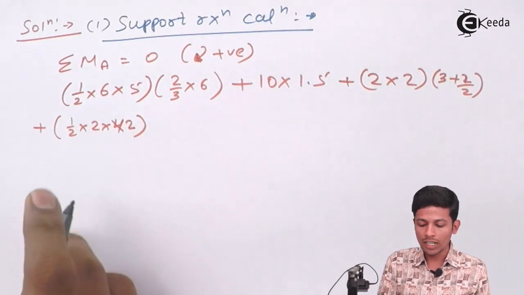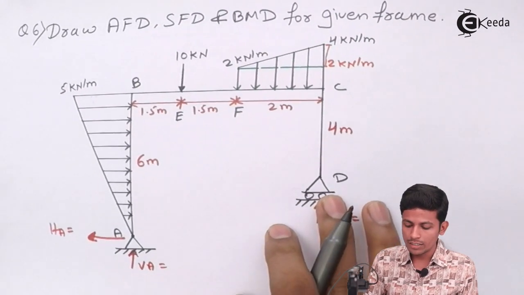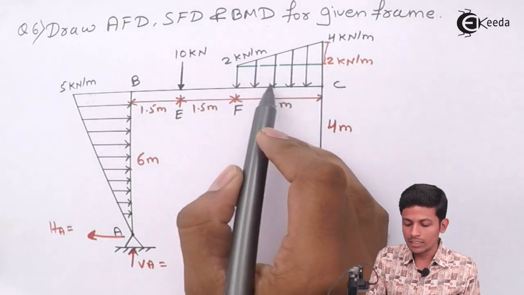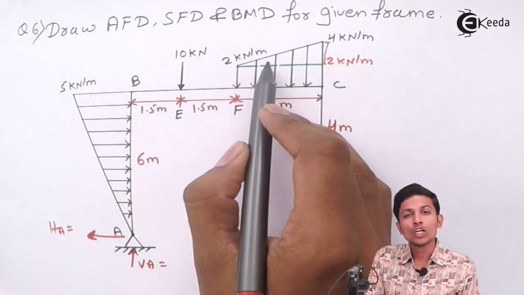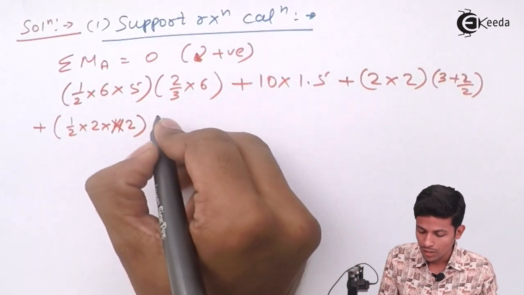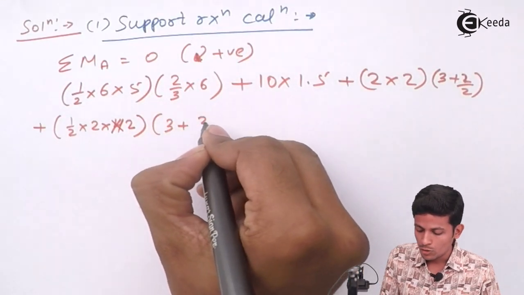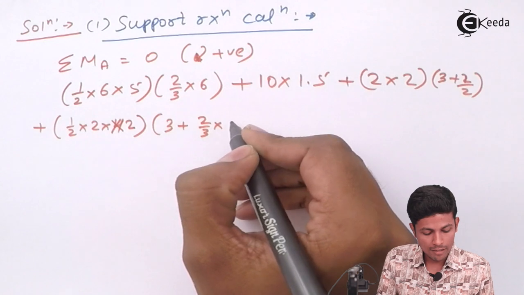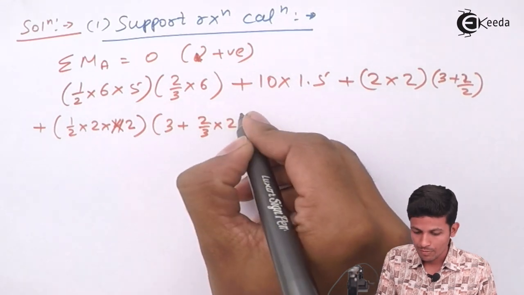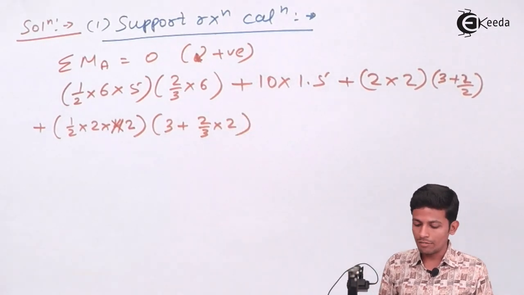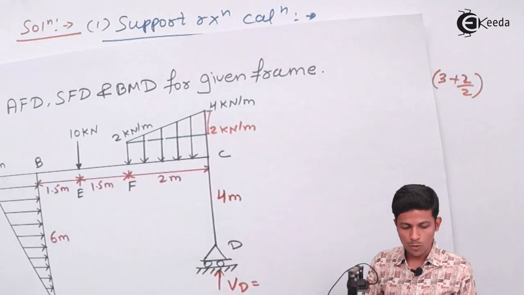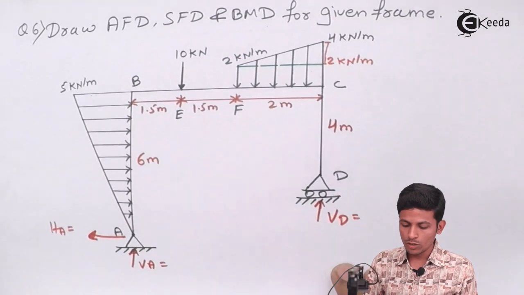Now what is the perpendicular distance? The perpendicular distance will be 3 plus this distance. From the shorter side, it will be 2/3 of L. So 3 plus 2/3 of L, which will be 2. Okay, now we have done this part.